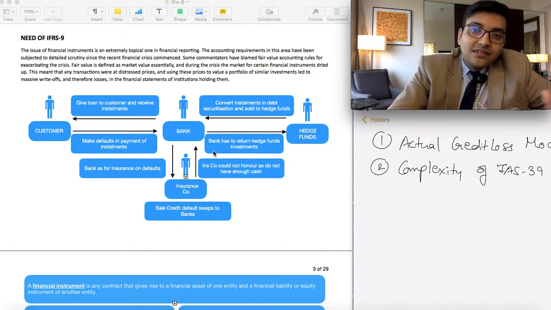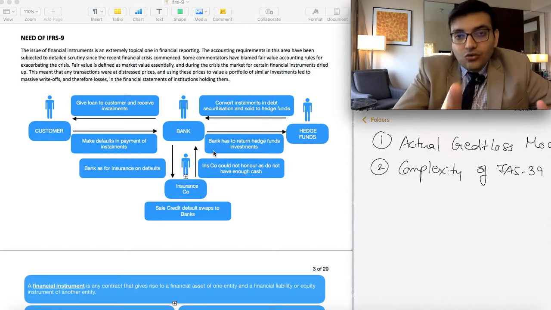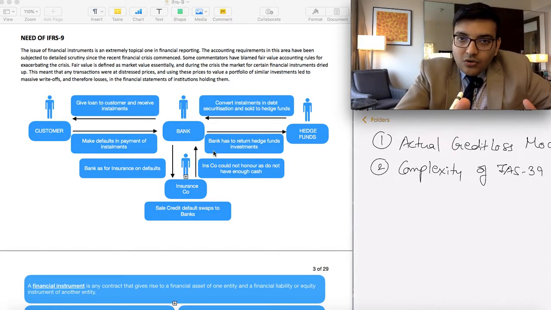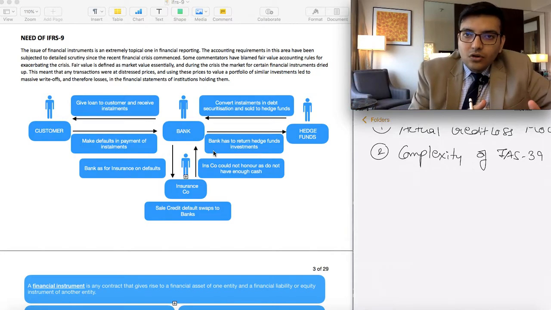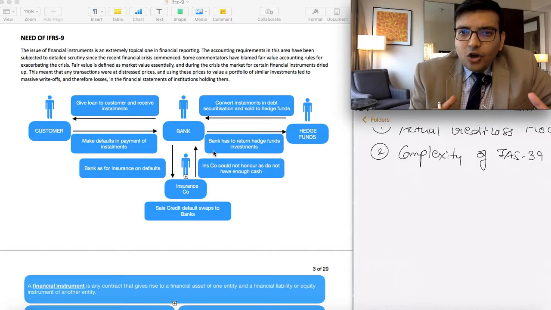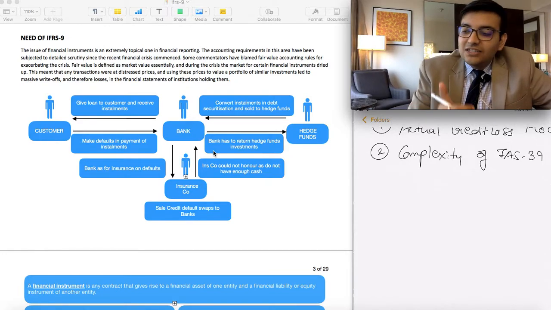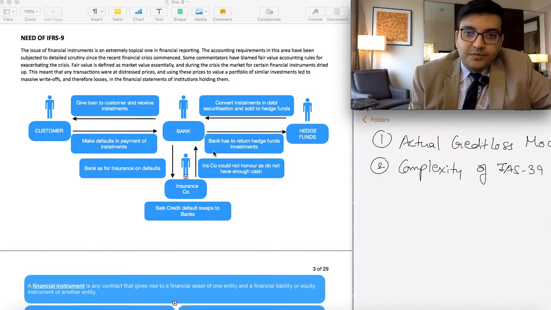But IAS 39 was based on the actual credit loss model, which we talked about just now. Because of that, during the economic recession, there were losses in the books of banks which could not be caught. Hence the economic scenario was not presented on the balance sheet of the banks. Hence this step was taken and IFRS 9 was brought in with this concept, right?